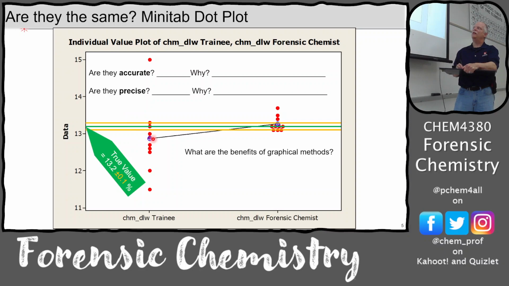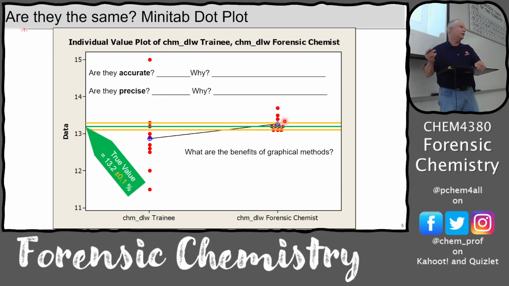This is the mean here. So that's the mean of the trainee, which is coming in low. This is the mean of the forensic chemist, which is within the bars of uncertainty in terms of our accepted value. When these little dots are on the same line, that just means they have the same numerical value. So we have 4 of the forensic chemist values coming in at looks like 13.2, and then 3 of those coming in at 13.1. So they nailed the exact value 4 times out of 10. So that's pretty good.